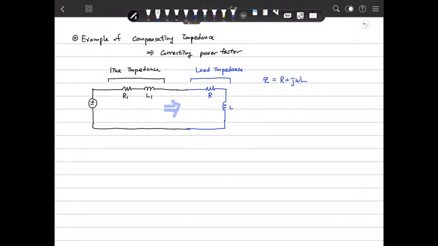So if you draw this impedance in the complex plane, this is R and this is omega L, and this is Z. So this theta is the load angle, which will be arctangent of omega L over R. Therefore, in the case where only the load impedance exists, the power factor PF will be cosine of arctangent of omega L over R. This is the given power factor.